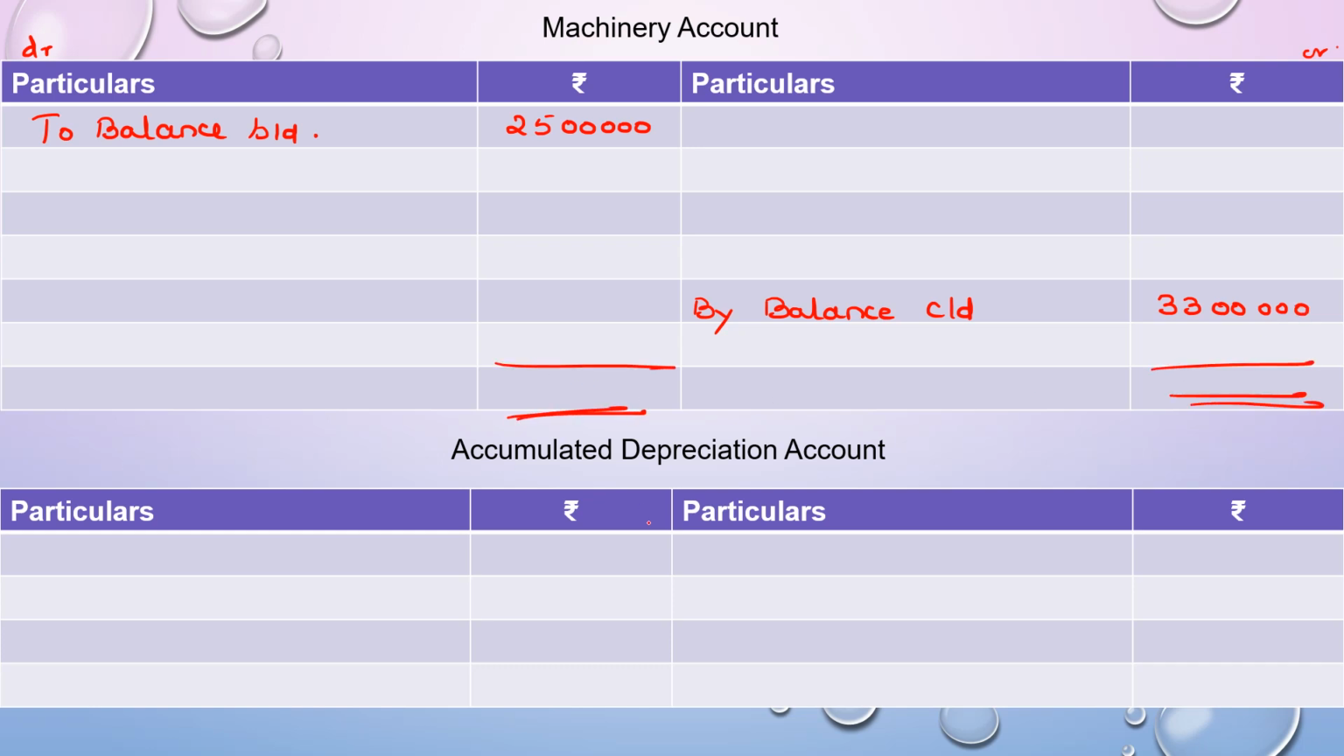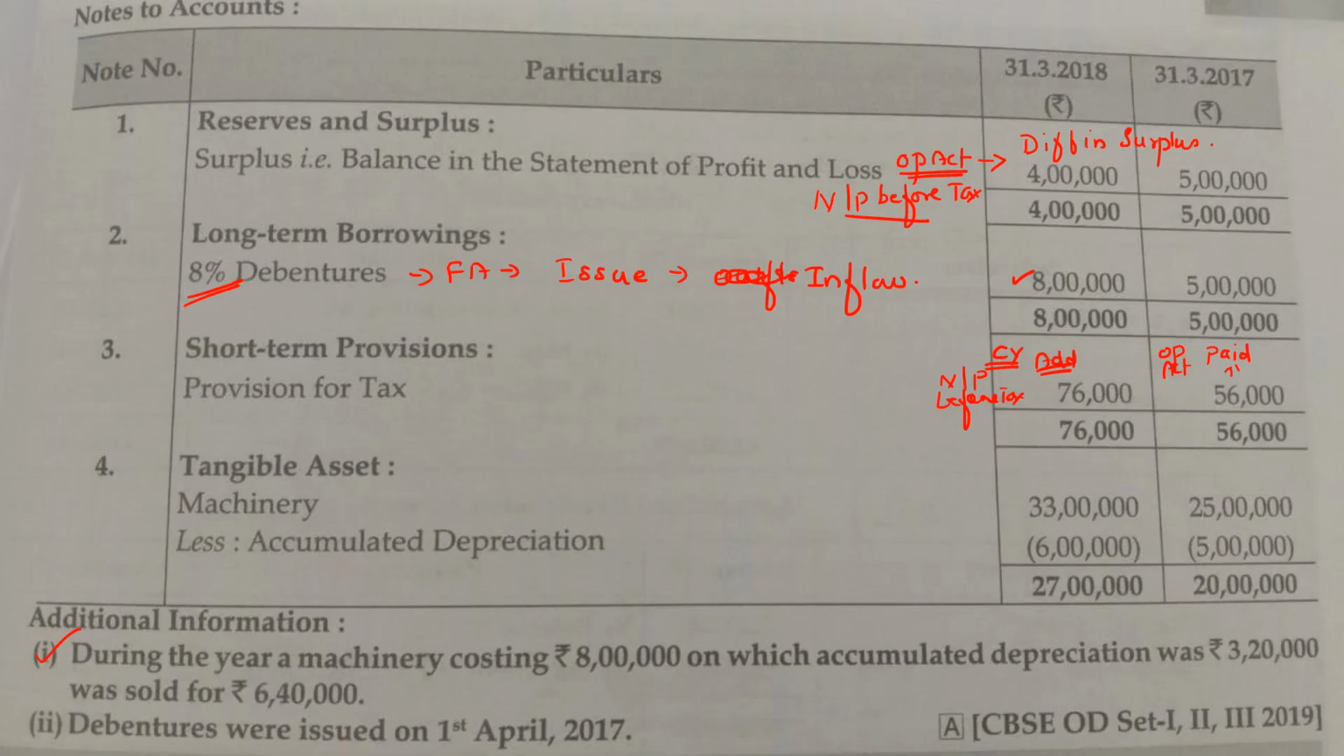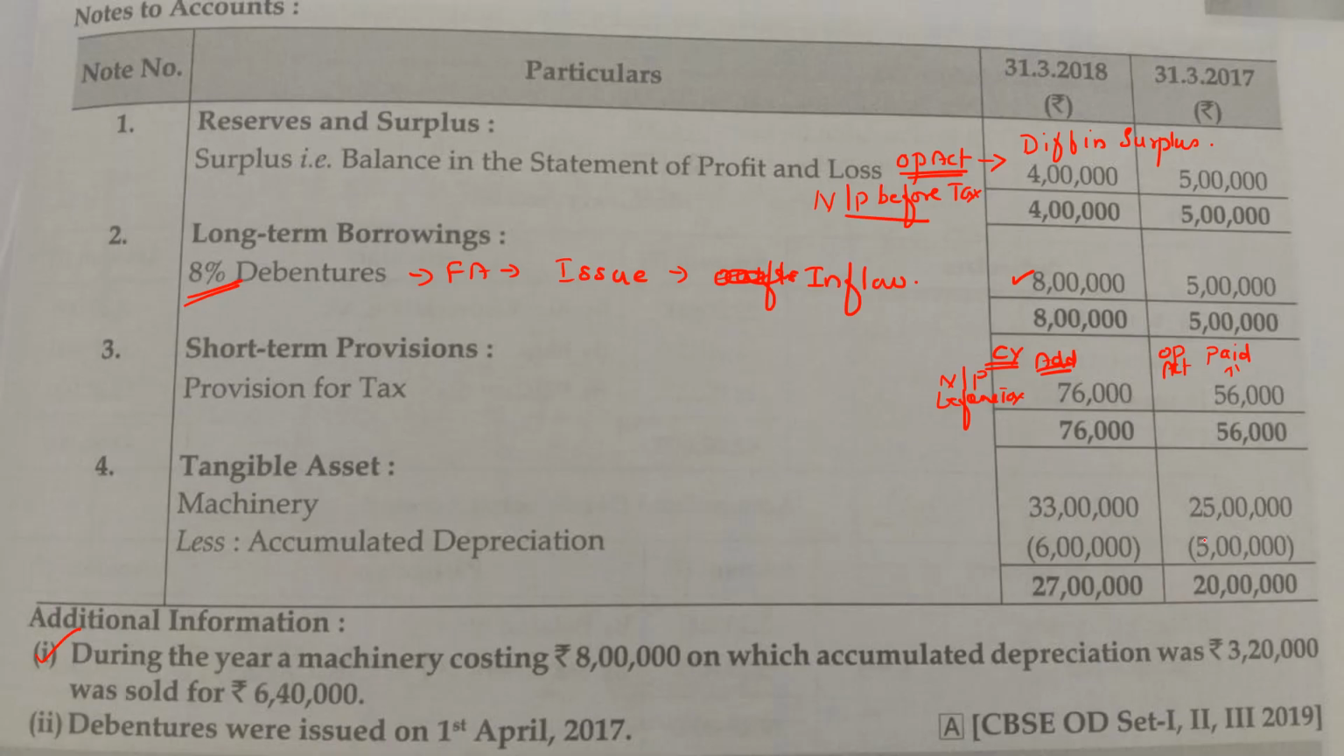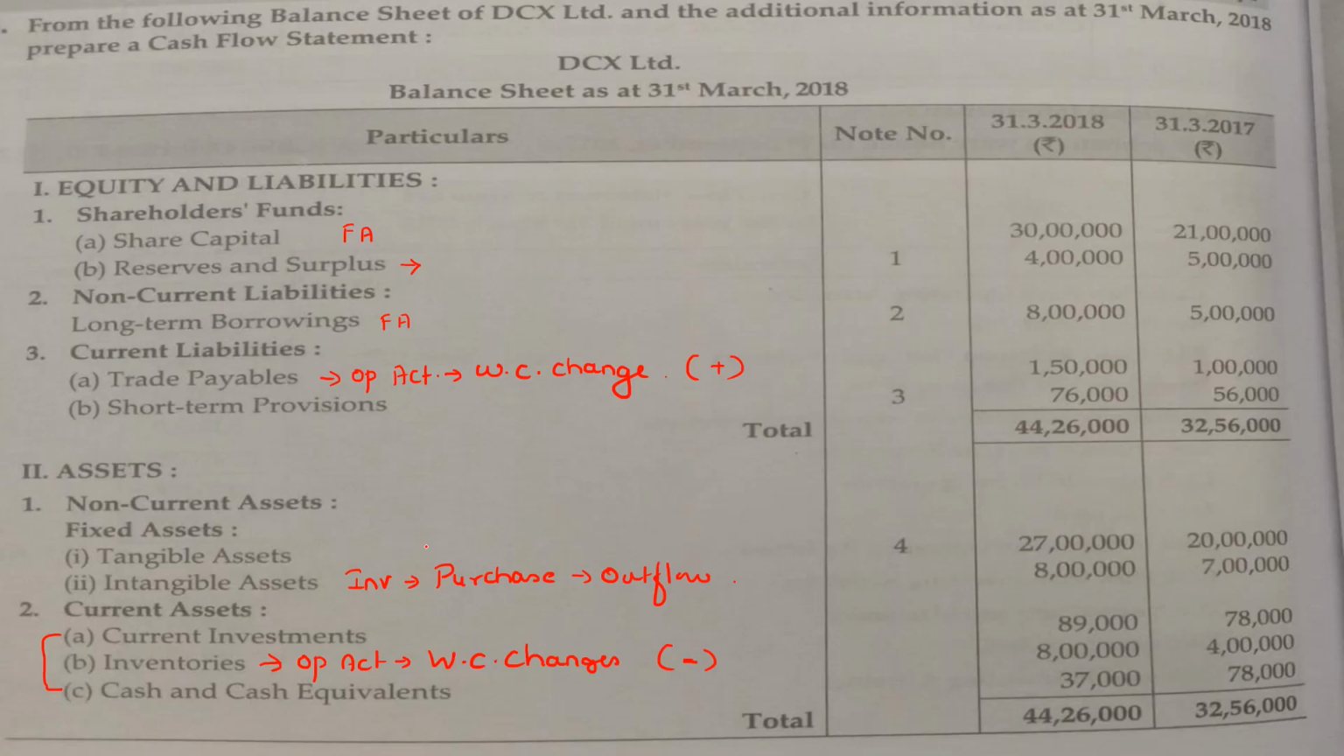Now, for accumulated depreciation, if you look at the question again, opening was 5 lakh, closing was 6 lakh. So going into the account, opening would be a credit balance. On the credit side, you write by balance brought down 5 lakh. And the closing would be on the debit side, to balance carried down 6 lakh. That's it. So with this, we have taken these amounts into consideration as well. So these tangible assets have also been dealt with. We have the intangible assets.